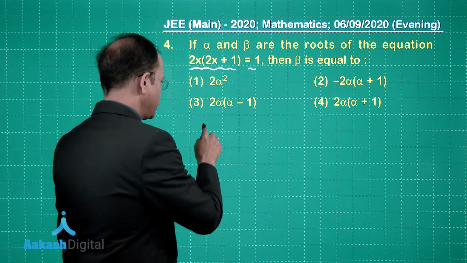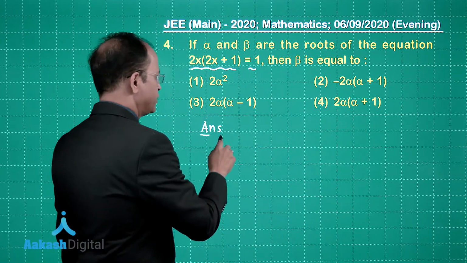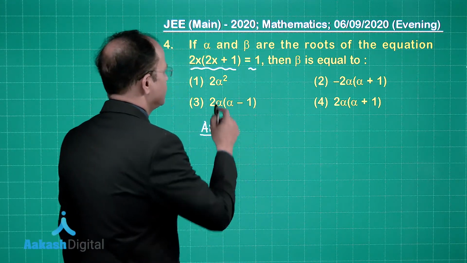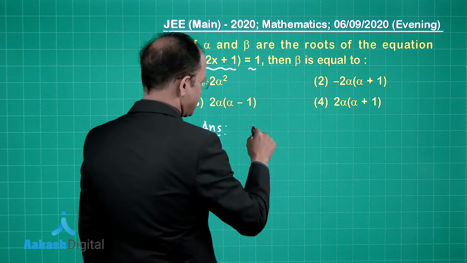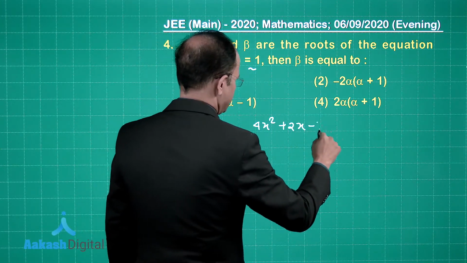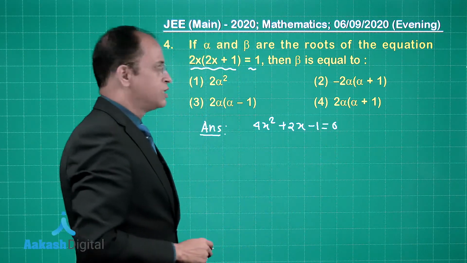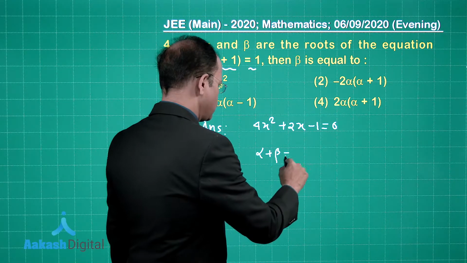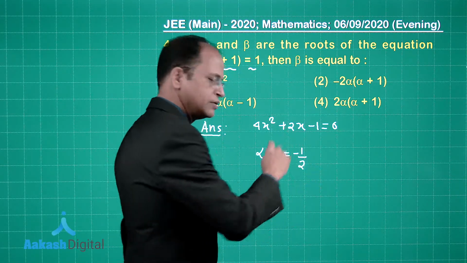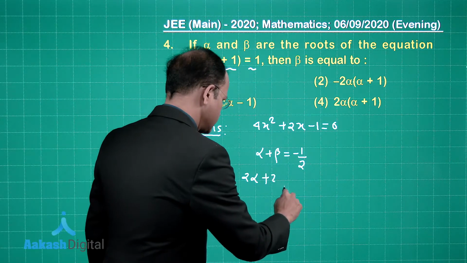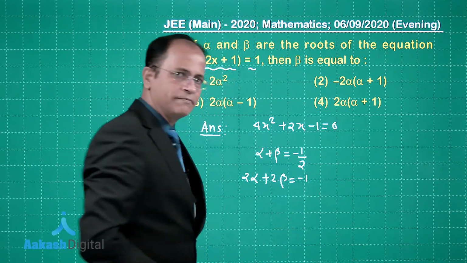So here what we can do, it's a bit of calculation, but a very simple calculation. We can just expand this. This is coming out to be 4x squared plus 2x minus 1, which is equal to 0. So if alpha and beta are the roots of the equation, that means alpha plus beta is coming out to be minus half. So this is going to be 2 alpha plus 2 beta is equal to minus 1.